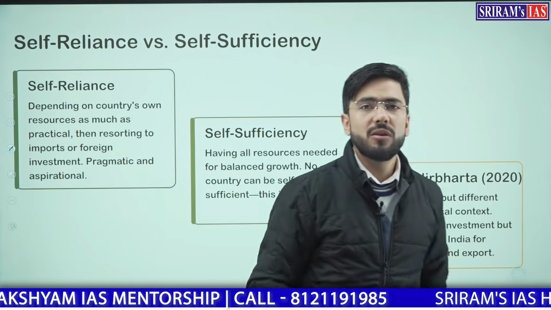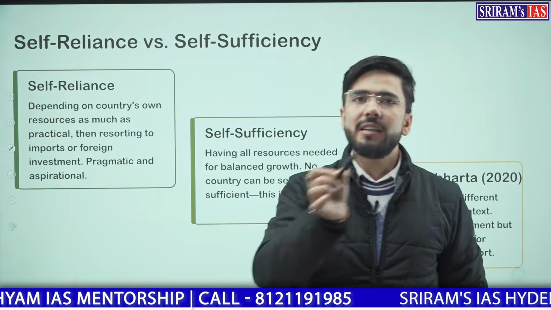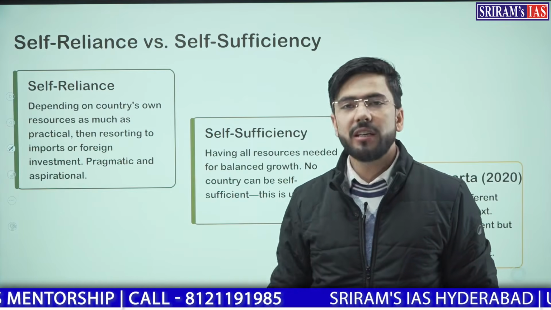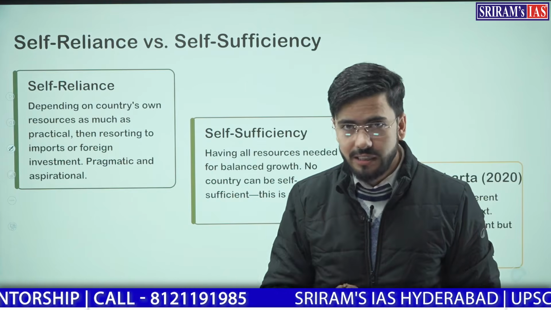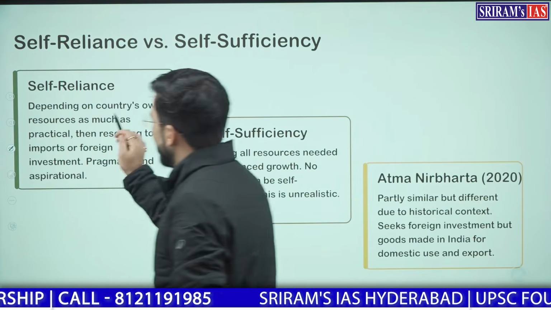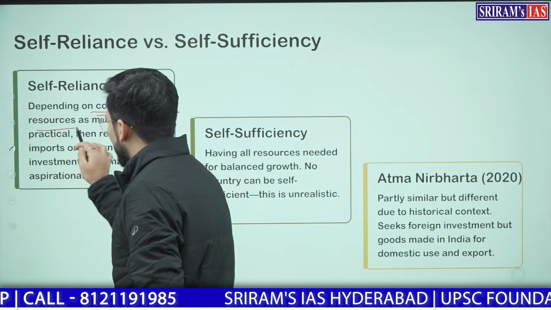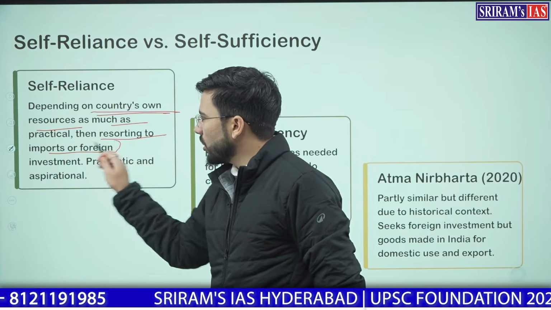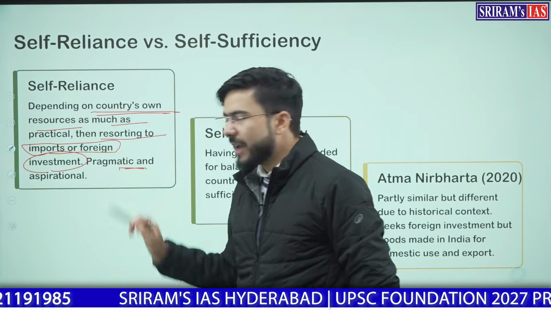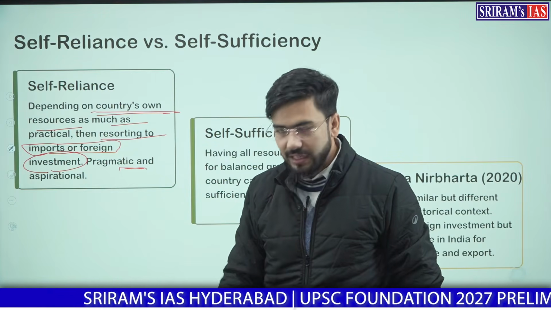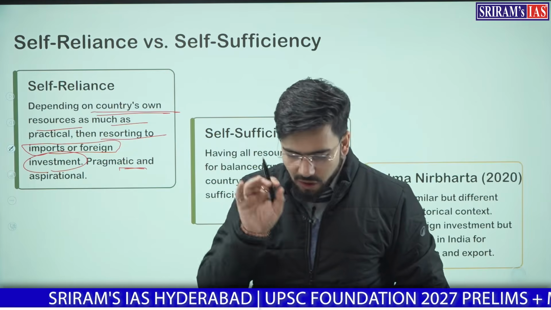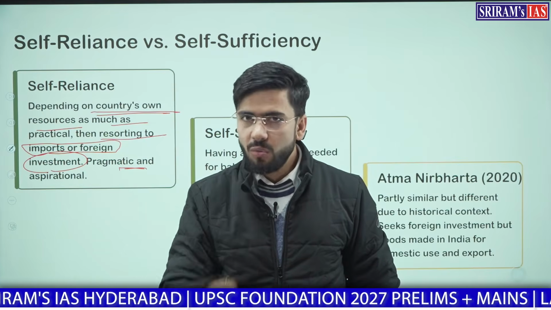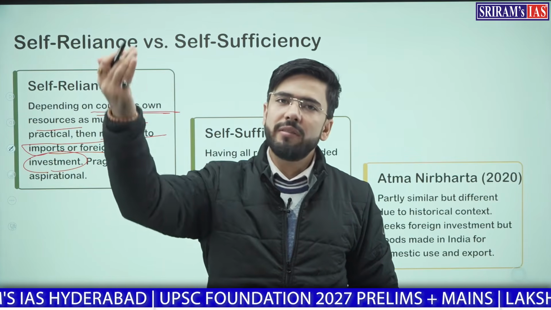However, we need to understand the difference between self-reliance and self-sufficiency. Self-sufficiency is when we have sufficient resources and sufficient production for ourselves. Self-reliance means that we depend on the country's own resources as much as practical, then resort to import or foreign investment. This is pragmatic and aspirational self-reliance, that we will focus mostly on our own economy. We will try to utilize as much as our domestic economy can provide. If we need more, then we will import. Pragmatic.